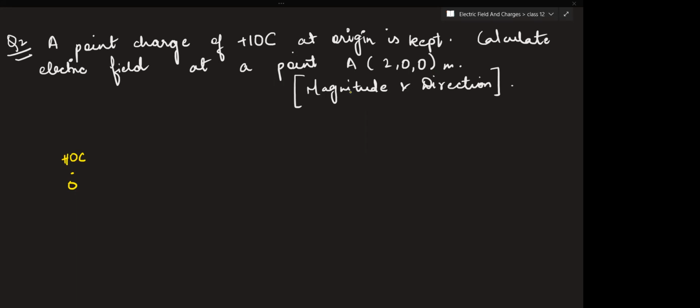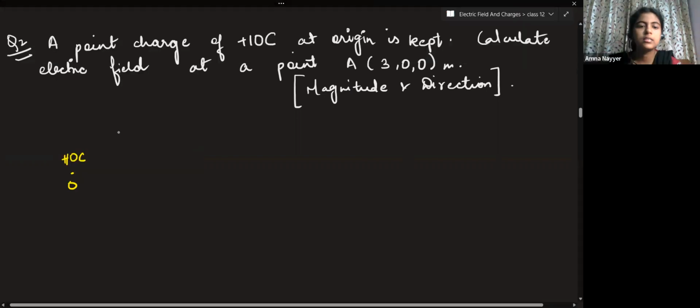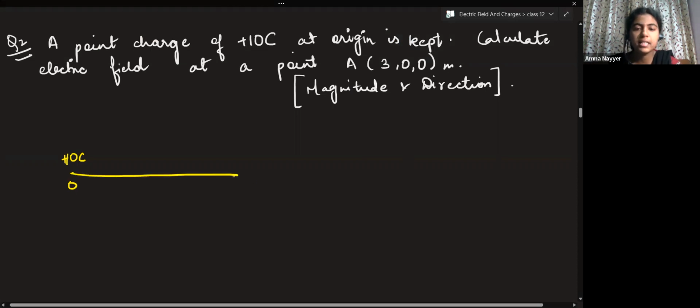So this will be 10 Coulomb. This is kept on x-axis, at a separation of 2 meters, or make it 3 meters only. That will ease your calculation. Make this 2 meter as 3 meter only. This will make the calculation easier. So if this is the x-axis, at a point A, which is 3 meters from the origin, you have to calculate the electric field.